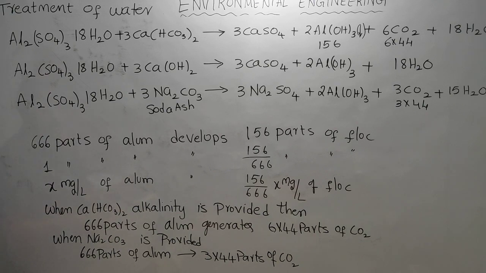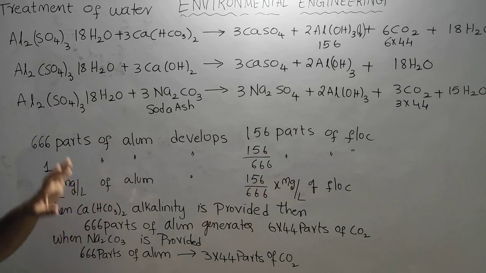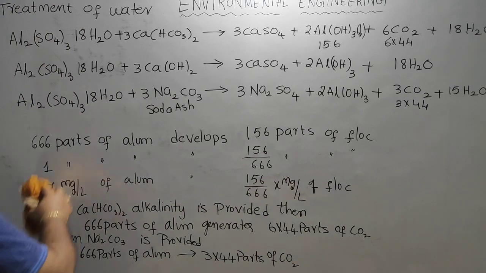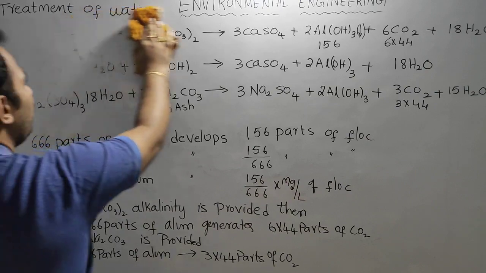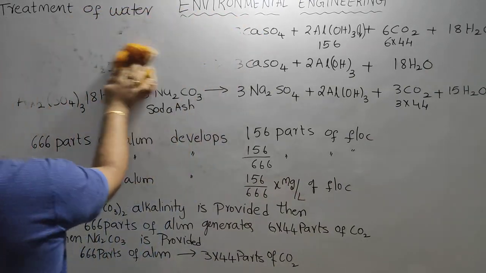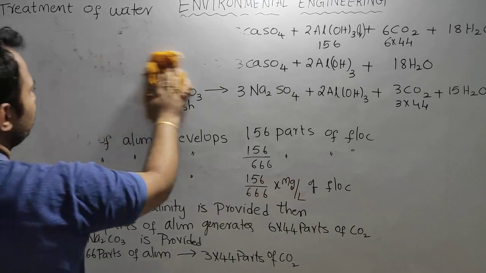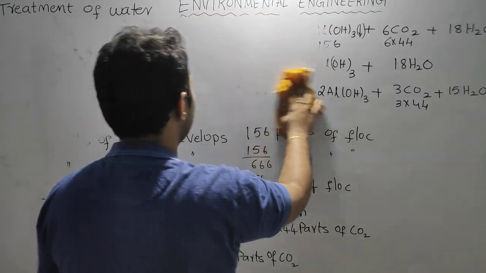Now here, everywhere we are saying x mg per liter of alum: these 666 parts need this much, one part needs that much. What is that x? How to define that x value? Generally we define x as nothing but the optimum dosage of alum. That is determined using the jar test.